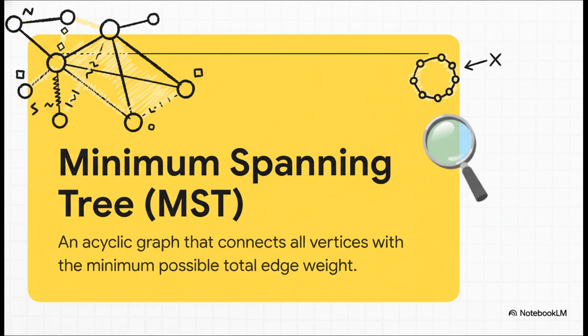An MST has 3 simple but crucial rules. Number 1, it has to connect or span every single point. Nobody gets left out. Number 2, it has to have the minimum possible total cost. You add up the weights of all the edges you use, and that number has to be as low as it can possibly be. And number 3, it has to be a tree, which is a fancy way of saying no loops or redundant connections.